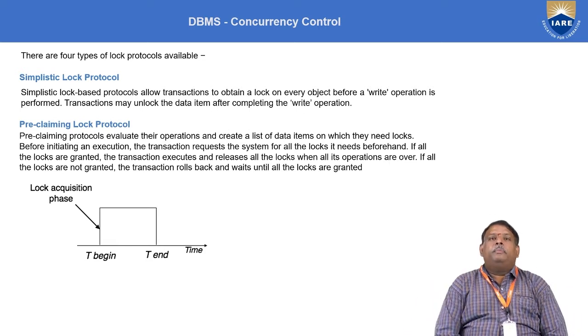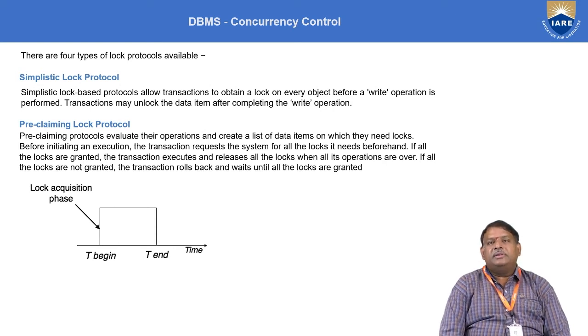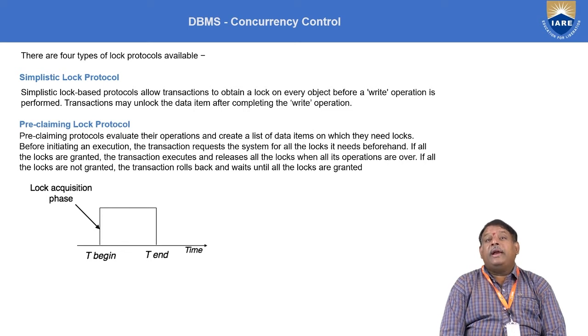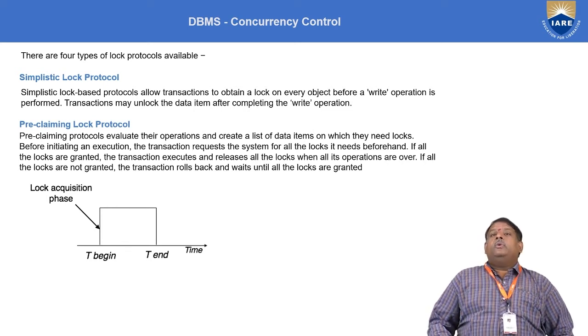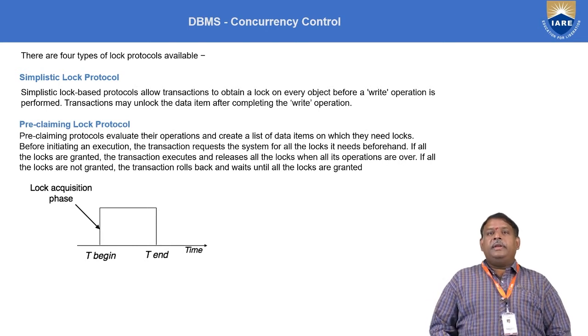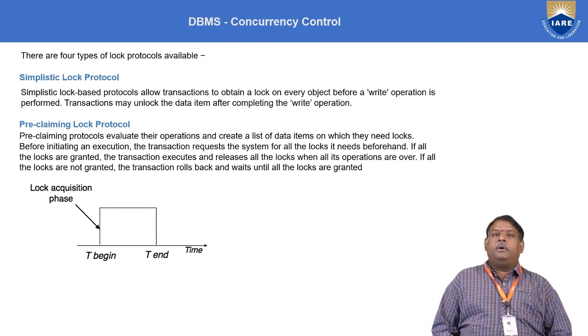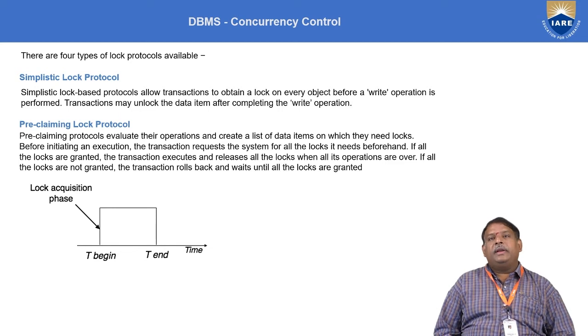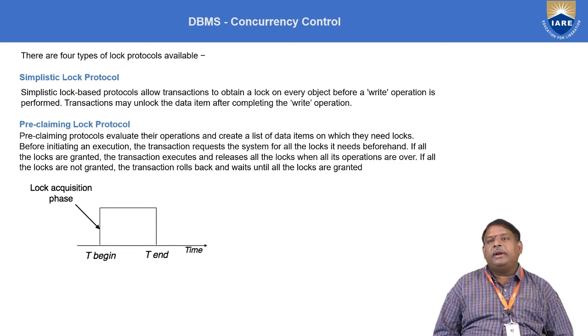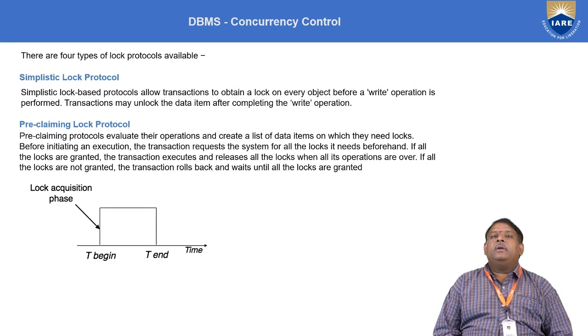Simplistic lock-based protocols allow transactions to obtain a lock on every object before a write operation is performed. So, before you write anything, you obtain a lock. That is the simplistic lock protocol. The transaction may unlock the data item after completing the write operation. Once you complete your writing, you release the lock, that is, unlock the data item.